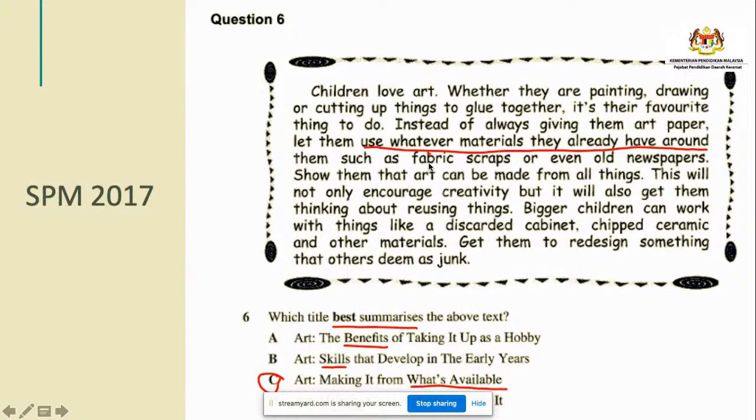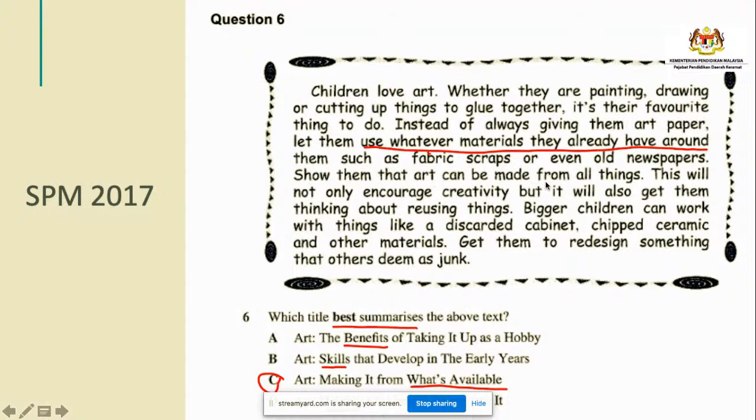Dia kata, selalunya bila kita suruh anak-anak kita ataupun adik-adik kita ni buat sesuatu, kita beli kertas warna, kita bagi pensel warna, kita bagi gunting, kita bagi gam kan. Basically kita yang bagi barang tu. So now dia kata, why don't you try asking them to do something tanpa memberi apa-apa. Maksudnya dia kena cari, dia kena kreatif, dia kena guna apa yang ada di sekeliling mereka. Contohnya surat khabar, kotak, kotak kasut, kotak tisu kan. Nah, itulah maksud dia. Use whatever materials. Itu maksud dia.